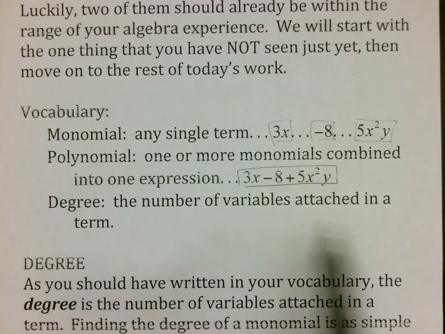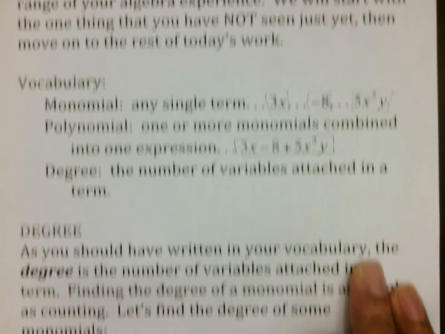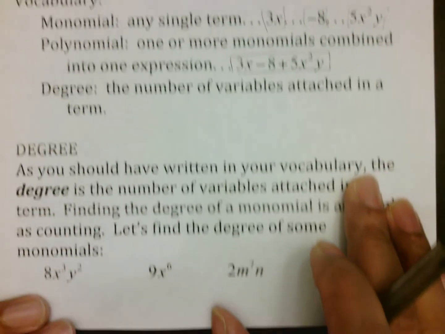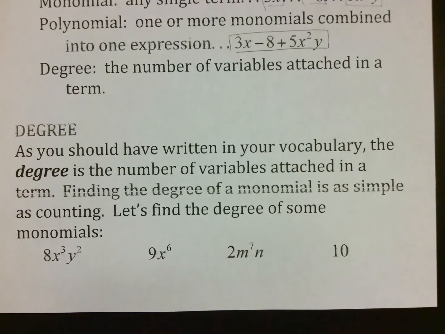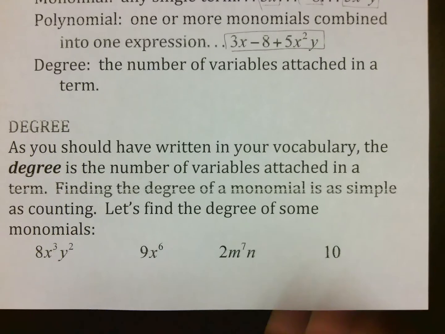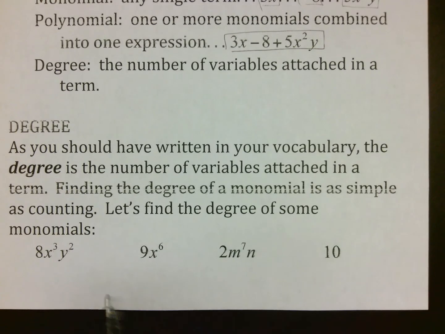Degree is the number of variables attached in a term, which we're going to talk about first, because that is the one thing that you have not seen. As you should have written in your vocabulary, the degree is the number of variables attached in a term. Finding the degree of a monomial is as simple as counting. Let's do the degree of some monomials real fast. Don't overthink it. Just keep in mind, degree is the number of variables attached.